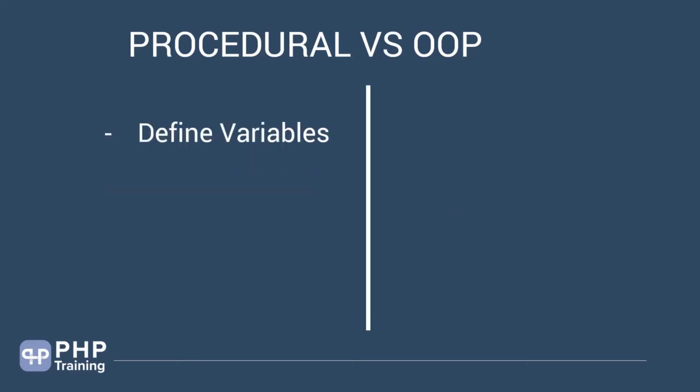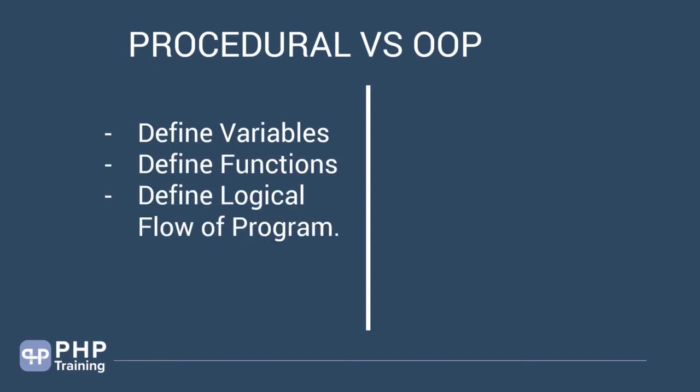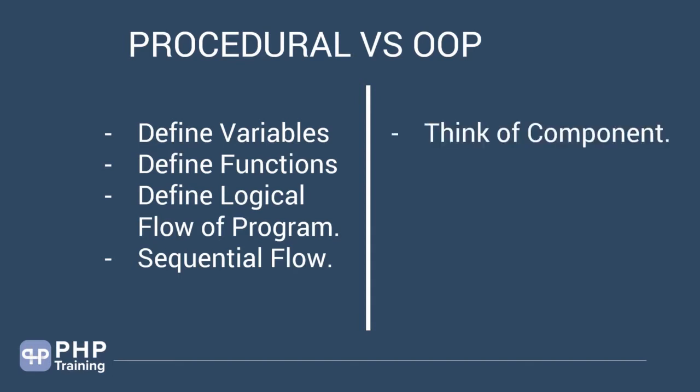Okay? In procedural, you define variables, you define functions, you define the logical flow of the program, and there's a sequential flow from top to bottom. You start from the top, you finish at the bottom, right? That's the procedural style you and I have been following for years. From now onwards, when we are learning about OOPs, we are thinking of a component. We are not writing a program, we are not writing variables, we are not writing functions. We are not thinking about the logical flow of the program from start to bottom. We are thinking of a component.